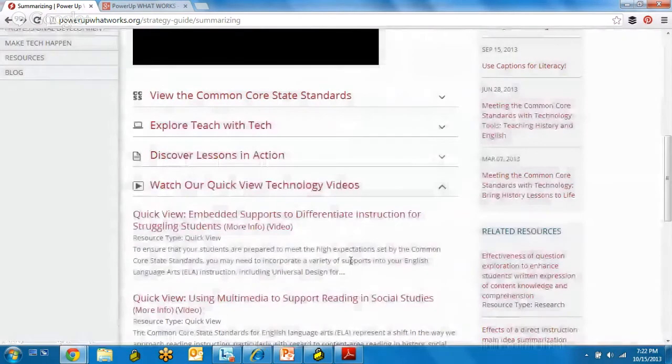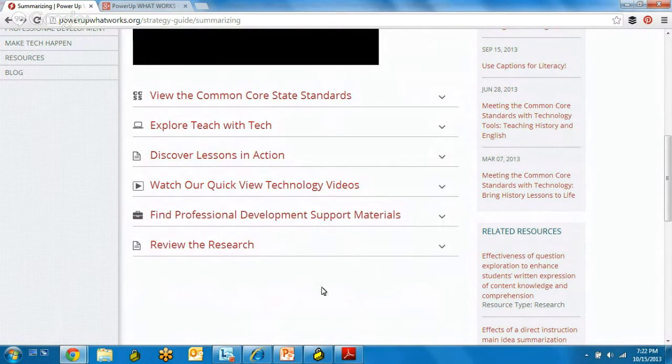All right, so just to summarize where we are so far. When we opened up the instructional strategy guide, we had an overview. We saw a slideshow. We saw which Common Core standards align to this strategy. We looked at some practices and good teaching ideas in Explore Teach with Tech. Then we looked at a classroom example, how we picked Mrs. Bailey and what she did when she was putting this together: the technology, the practice, and the differentiating instruction. And then we went a little further into the quick views.